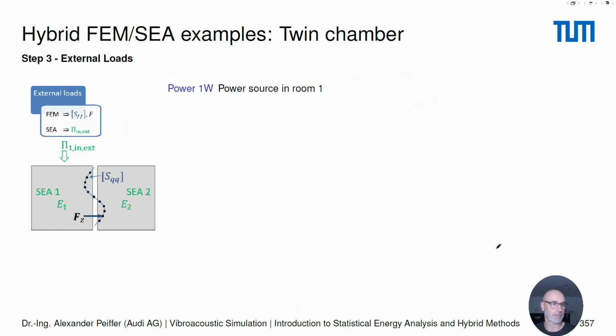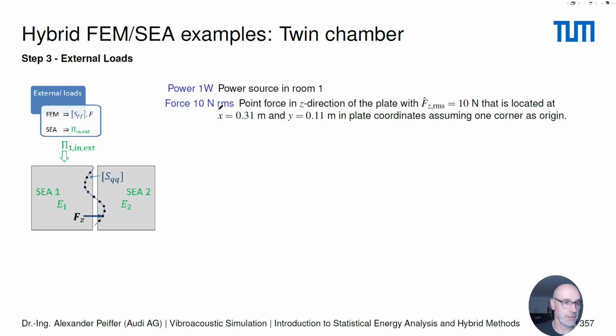Okay, now we really come to step number 3. We apply the external loads. And we have two situations. We have this 1 watt power source in the room. So this is the power excitation which goes into the SEA subsystem, here denoted by the green symbol in our step description.